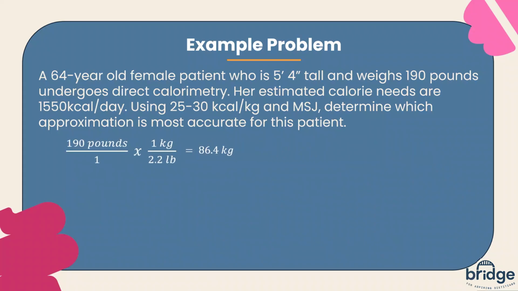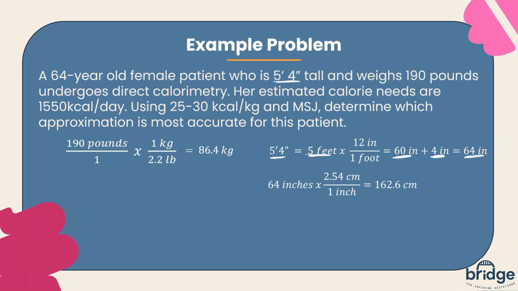Let's try MSJ. In MSJ, we also need the weight in kilograms, but we need the height in centimeters. And this patient is 5 feet 4 inches. As I've done before, I'm going to convert 5 feet into inches. 5 feet is 60 inches, and then I added on those extra 4 inches. So this patient is 64 inches tall. But we need the height in centimeters, so we have to convert our inches into centimeters. Using dimensional analysis, inches cancels out, and there's 2.54 centimeters in 1 inch. This patient is 162.6 centimeters.